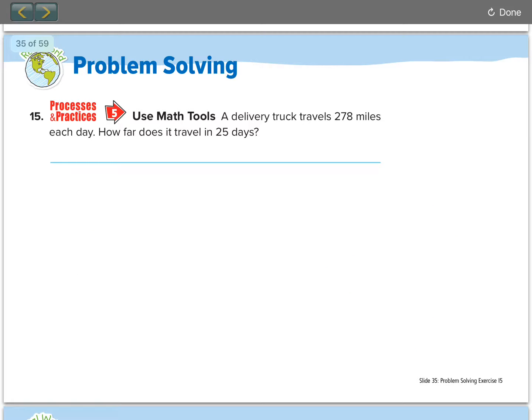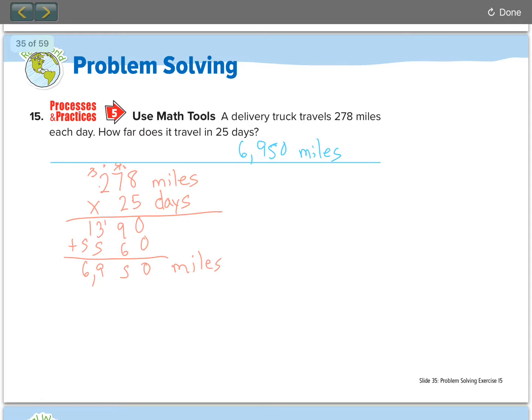A delivery truck travels 278 miles each day. How far does it travel in 25 days? This is a multiplication problem because they're giving me how far it is in one day and asking me for the total number of miles over 25 days. So I'm going to take my 1 day total of 278 and multiply it by 25 days.